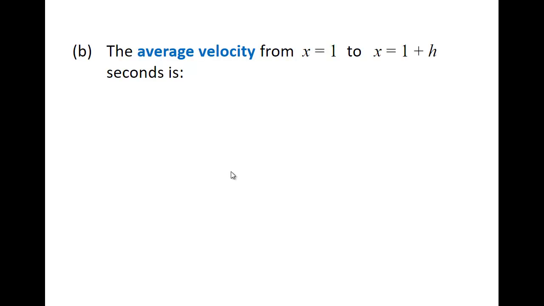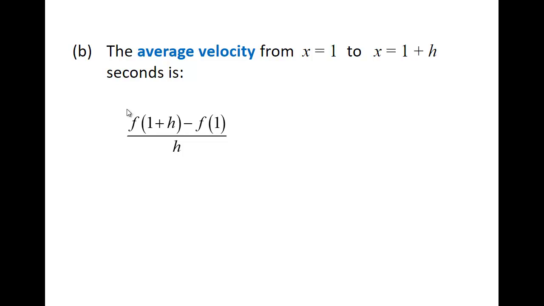Well, let's first figure out the following. What's the average velocity of the object from x equal to 1 to x equal to 1 plus h seconds? Again, this would be the distance traveled over this period divided by the length of this period. The length of this period is h, so it is f of 1 plus h minus f of 1 divided by h.